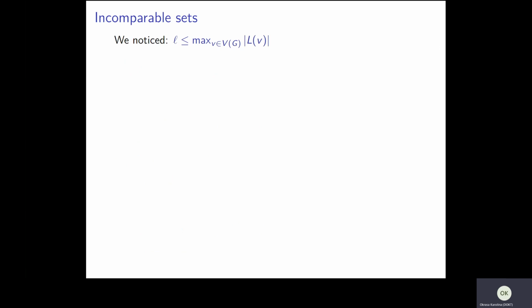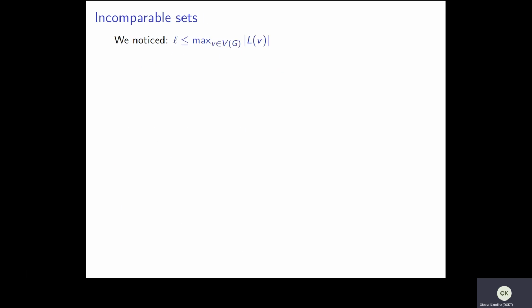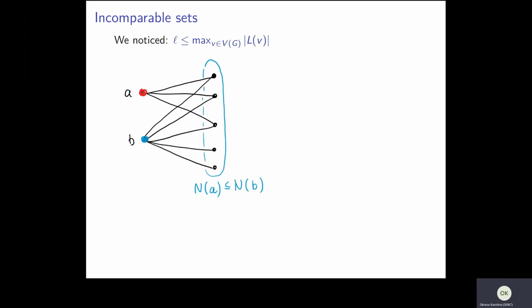Okay, so the first trick for the list variant, which is non-trivial, but I think it's very intuitive, is the notion of incomparable vertices of H. We already got a quick glimpse of those when we were talking about this H prime graph, because this is just the incomparability in the neighborhood inclusion relation, right? So imagine that this happens somewhere in H. We have a red vertex and a blue vertex, and the neighborhood of the red vertex is contained in the neighborhood of the blue vertex.